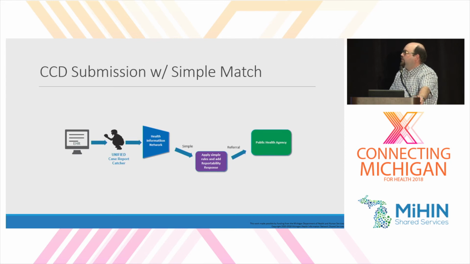With a CCD submission, you're looking at pretty much the same flow here. This one is, well, this person has been discharged from the hospital, let's let the insurance company know. It comes in here, and now MiHIN takes a look at it and says, oh yeah, this also happens to be a reportable condition according to our trigger codes. Let's let the folks know that we reported one and then send it off to the state.